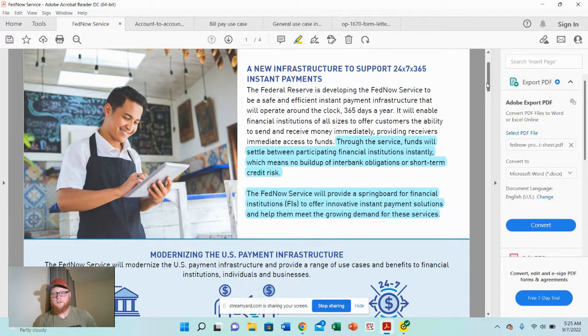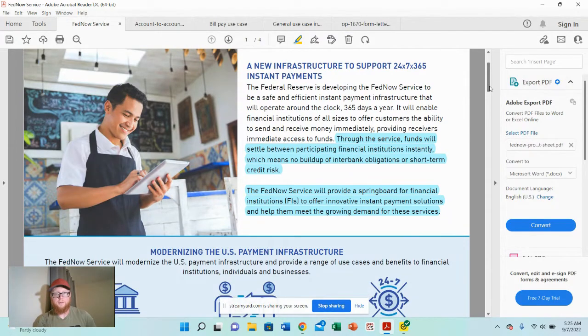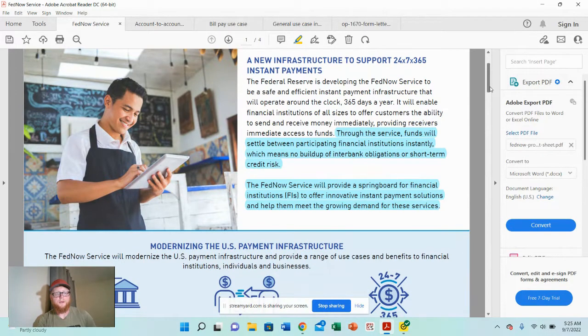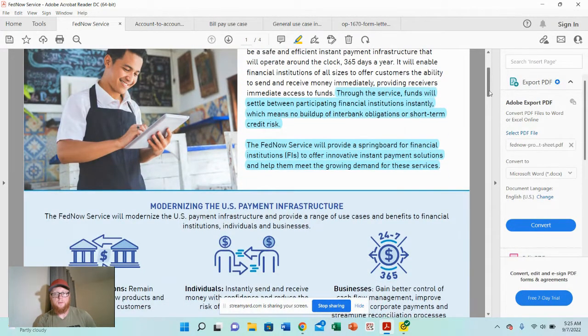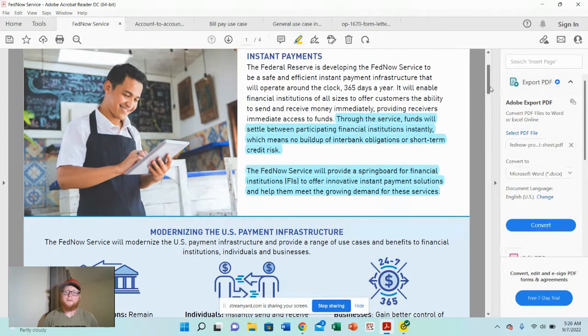Basically, it's a service where funds will settle between participating financial institutions, which they call FIs, instantly. Which means no buildup of interbank obligations and short term credit risk, right? By doing this kind of instant payment, with settlement between financial institutions, they're basically trying to streamline payment processes. And the FedNow service will provide a springboard for FIs to offer innovative instant payment solutions and help them meet the growing demand for these services.